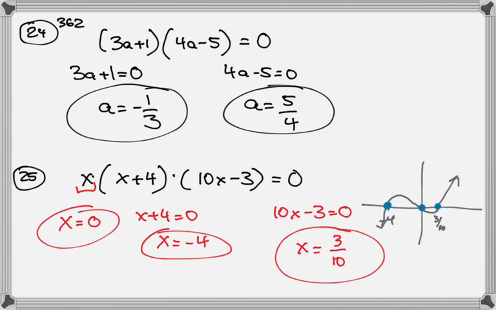Okay, so these were equal to 0. All you have to do is set each factor equal to 0. Now, of course, that is not always the case. Let's take a look at 29. So 29 is x squared plus 6x minus 27 equals 0.